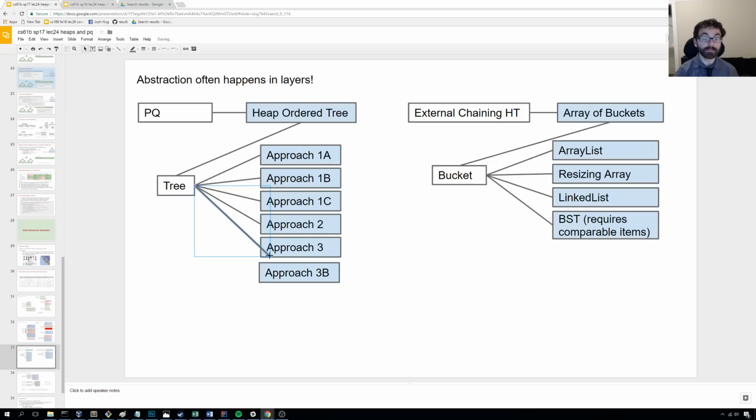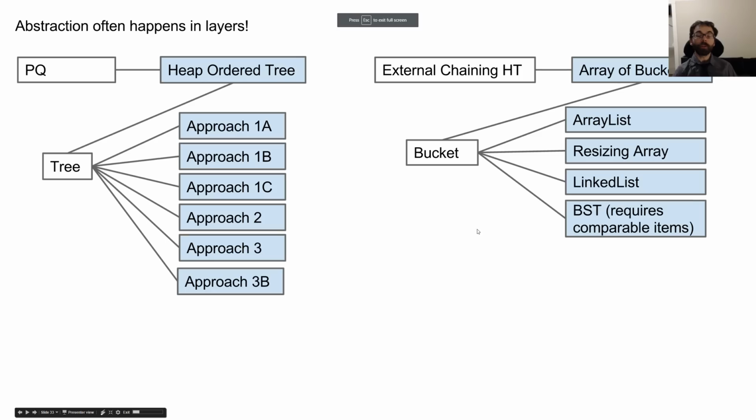All those will work. This one has the same size line. Good. They have different trade-offs, but they should all be pretty fast. How about an external chaining or separate chaining hash table? Well, it's an array of buckets, but what's a bucket? It could be an array list, a resizing array, a linked list, or it could actually be a binary search tree. You could build a hash table where each bucket is a binary search tree, though all of these are also fast, because one of the rules with buckets is we always resize, so everything is constant size.